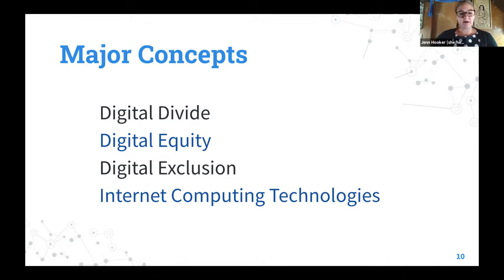Digital exclusion means having no access to the internet due to the lack of access at home or the lack of infrastructure providing access to the internet. And internet computing technologies are any objects that offer access to information through telecommunication and may include the internet, cell phones, and wireless networks.